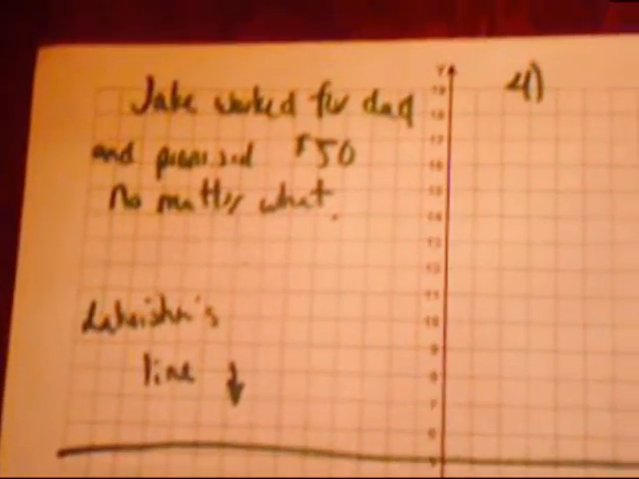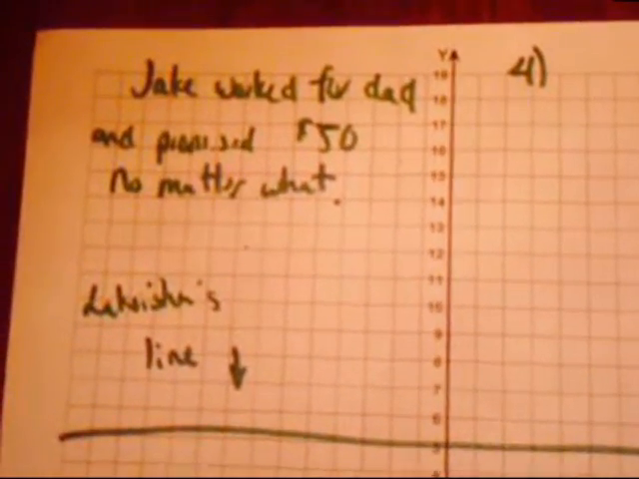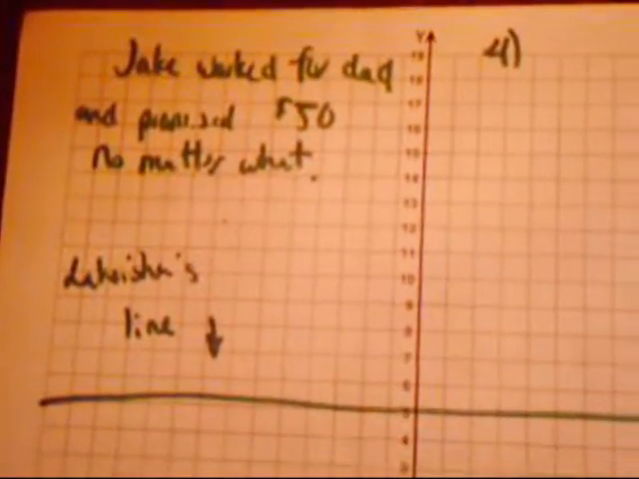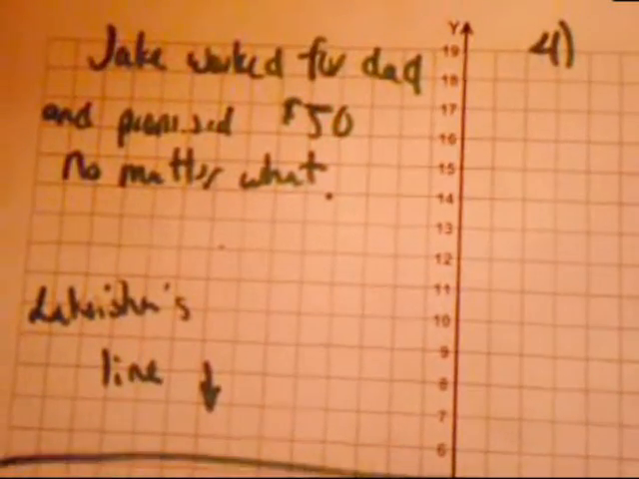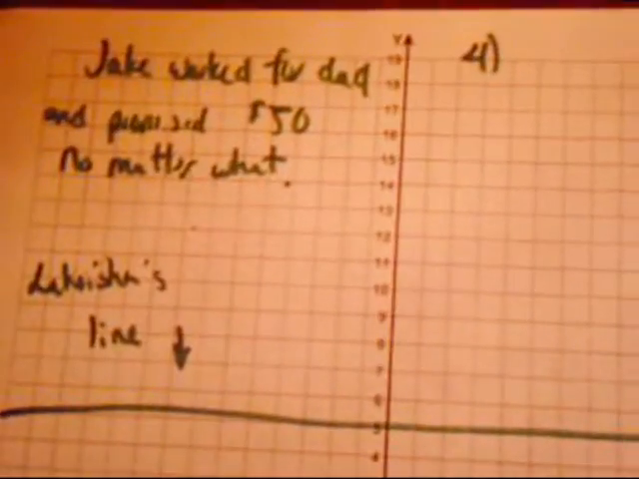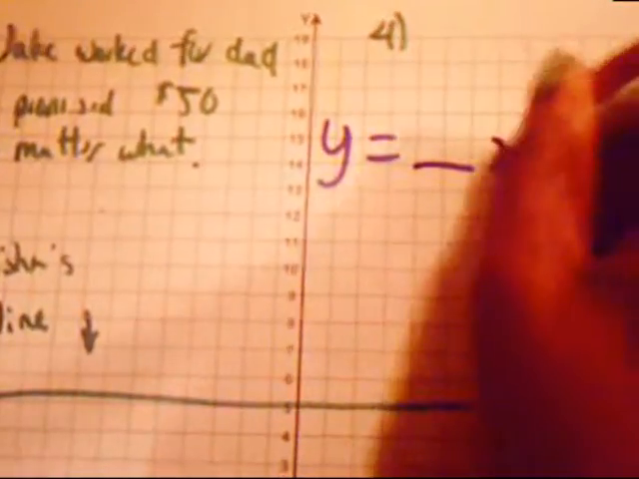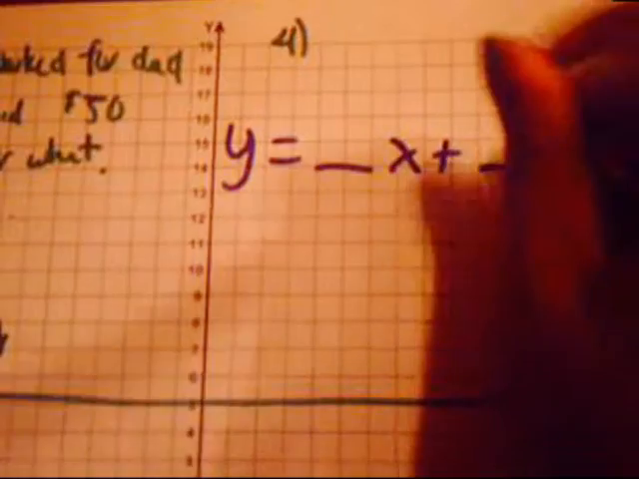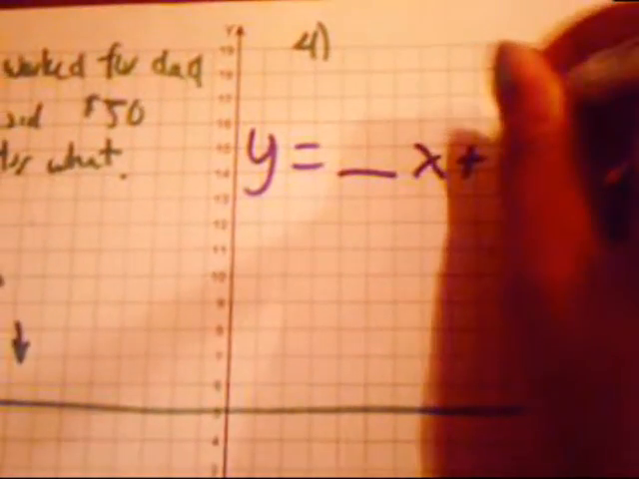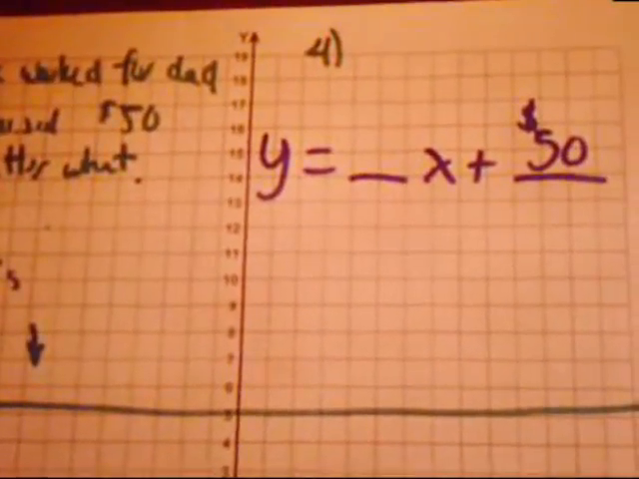And the last one, guys, I thought this was a tricky question, so I wanted to make sure that we talked about it. You had one equation that was written in word problem format and one that was written on the coordinate plane. And the question asked if Jake worked for his dad and he was promised $50 no matter what. That means that regardless of how much or how little Jake works, he's still going to receive $50. So your equation should be y equals blank x plus blank. And what he gets initially, the initial value, is $50, because he's going to get that regardless of having done any work.